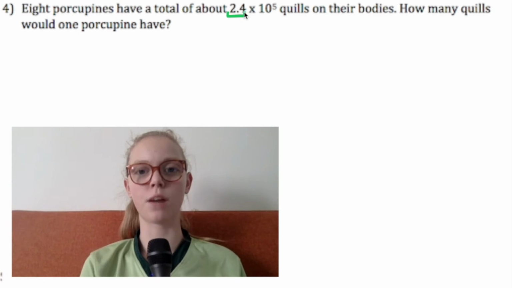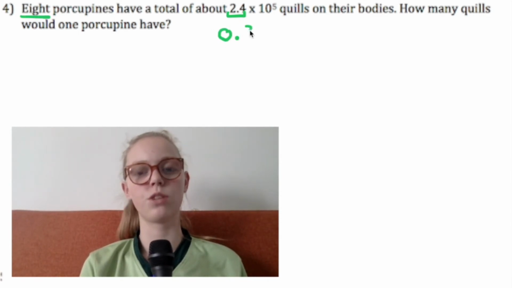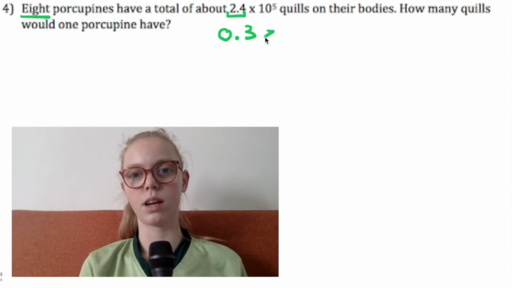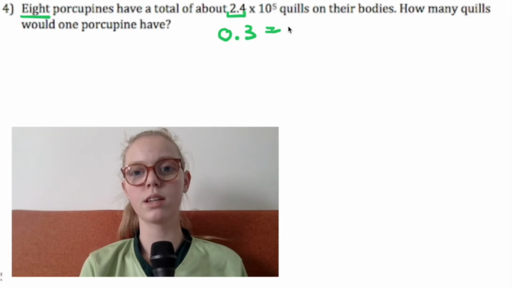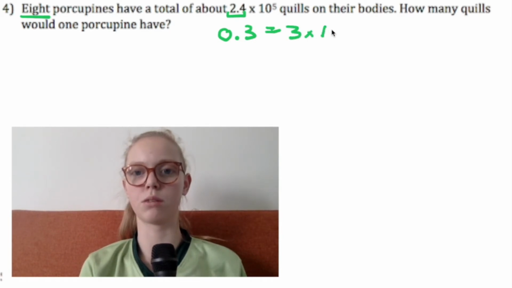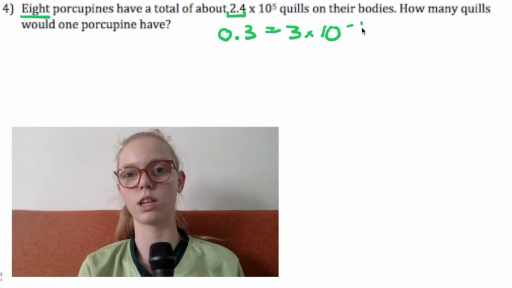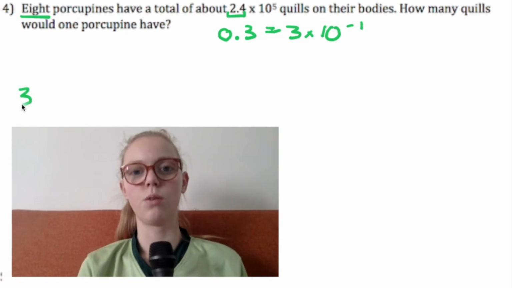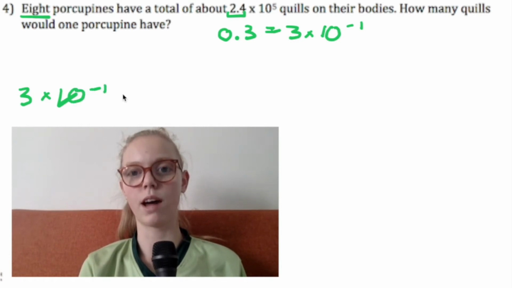What we're going to start by doing is dividing 2.4 by 8, which is 0.3. Now, 0.3 is equivalent to 3 times 10 to the negative 1. What we did is we just put this into scientific notation. Now, we have 3 times 10 to the negative 1 times the 10 to the 5 because we had 2.4 times 10 to the 5 initially.